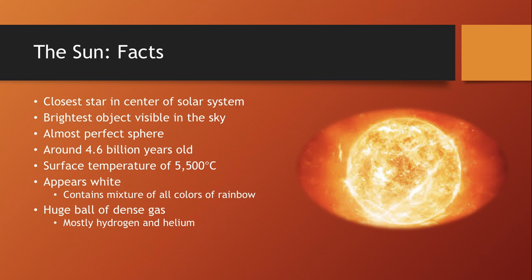However, it contains a mixture of all of the colors of the rainbow, including red, orange, yellow, green, blues even, just every color that is in the rainbow. It is a huge ball of dense gas, unlike the Earth, which is solid. It is mostly made of hydrogen and helium, which is very important in making heat and light.